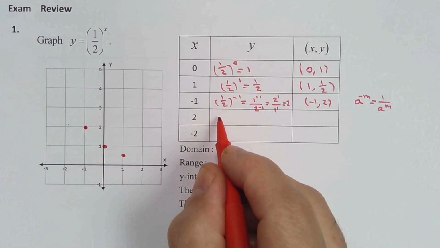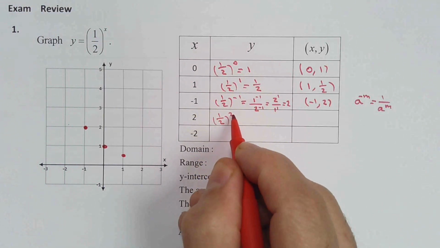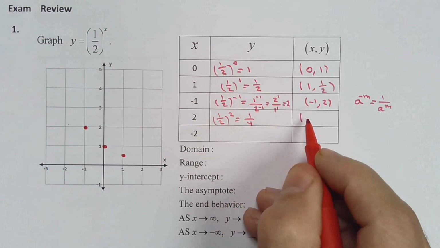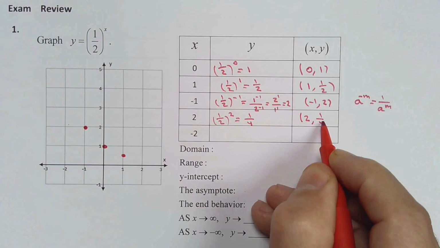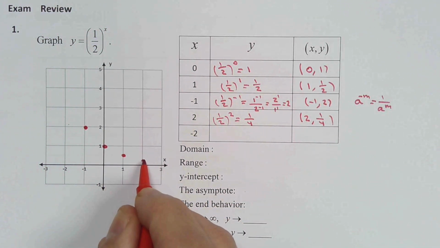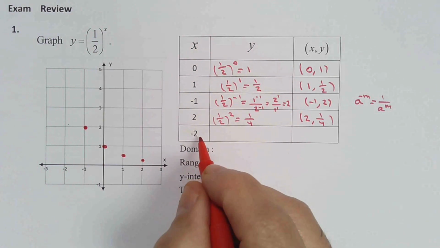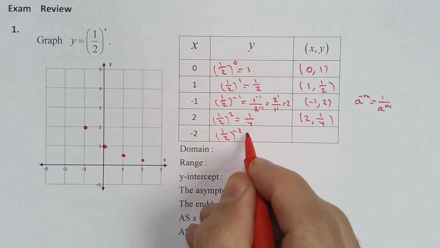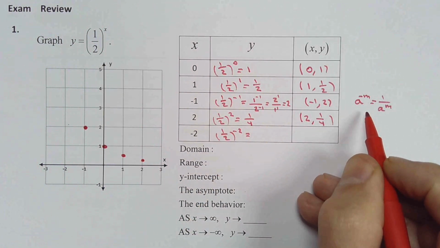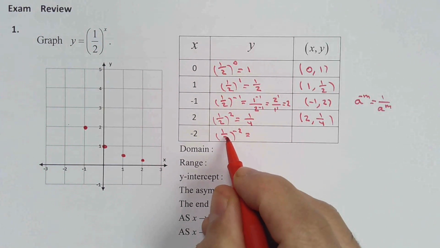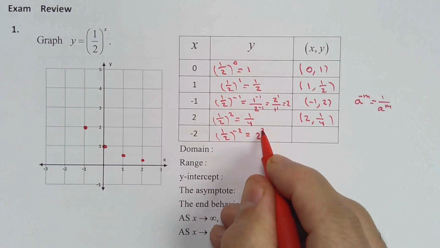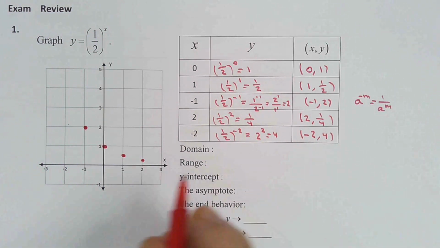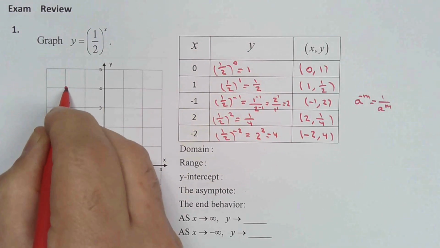When x equals 2, that's (1/2)^2, which is 1/2 times 1/2, and that's 1/4. So x equals 2, 1/4 for y. That's somewhere right here. Finally, -2: 1 over 2^-2 will be flipped, and the 2^-2 down here is going to go up to 2^2, which is 4. So -2 will give me 4.